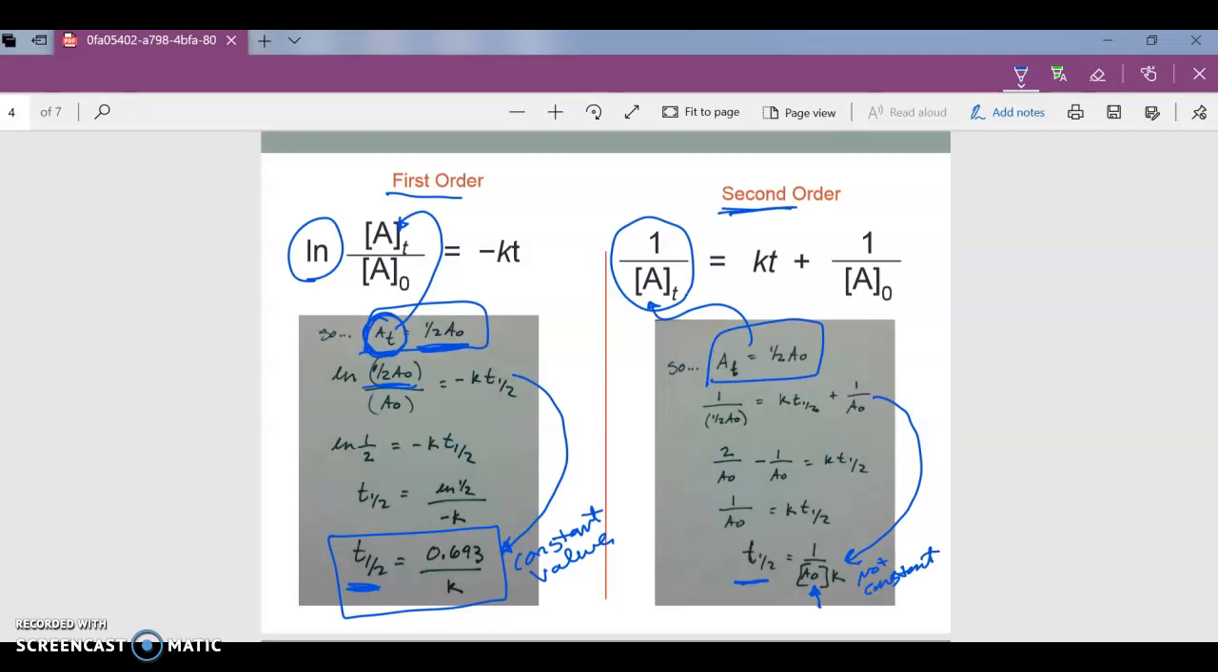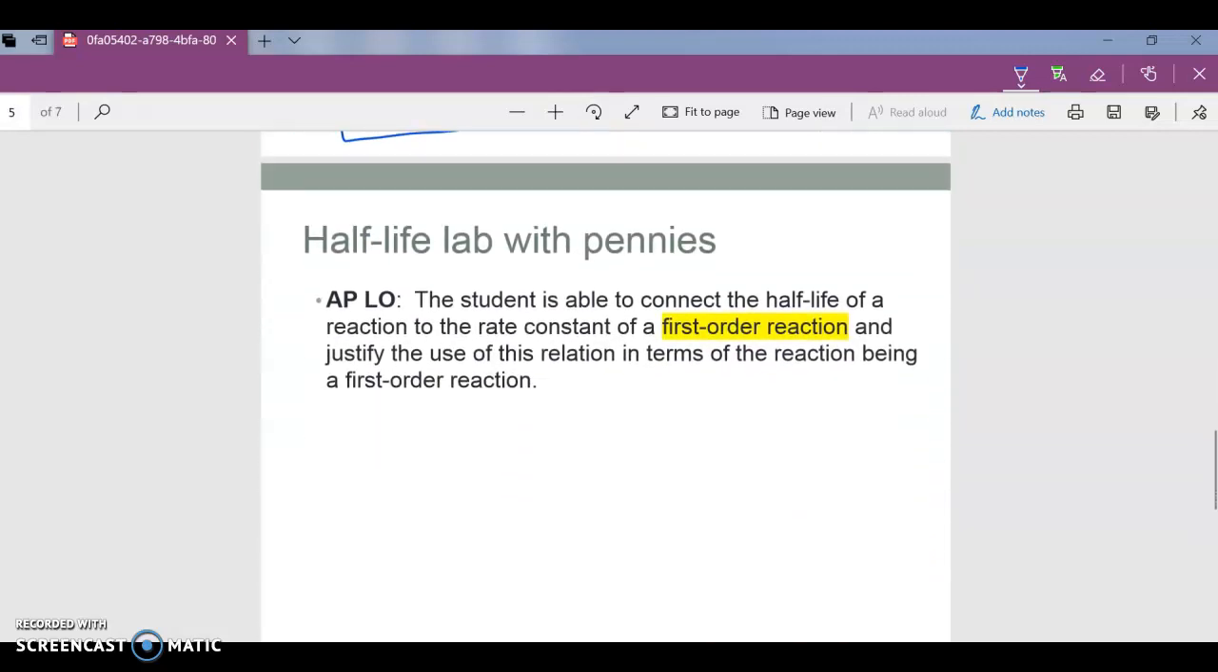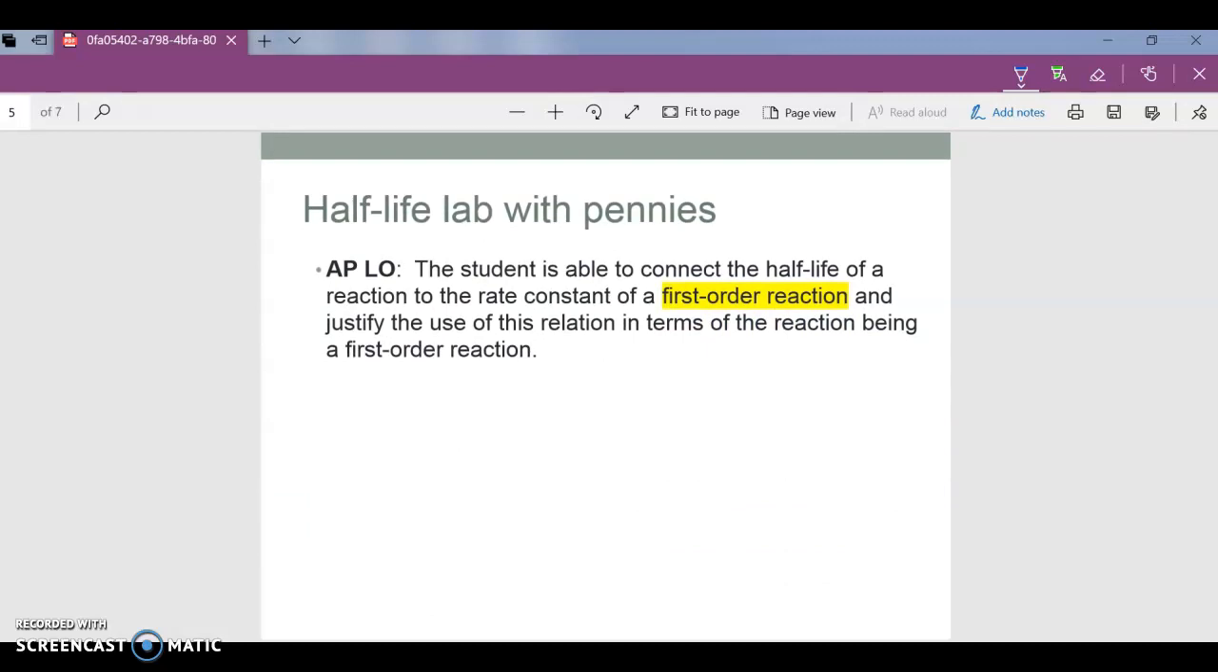The name of the game is we have to know that when you have a first order reaction, the half-life is constant every single time. If you have something like a second order or zero order, that's not true. So we need to focus on that constant half-life each time. The good news is we just have to deal with a first order reaction.